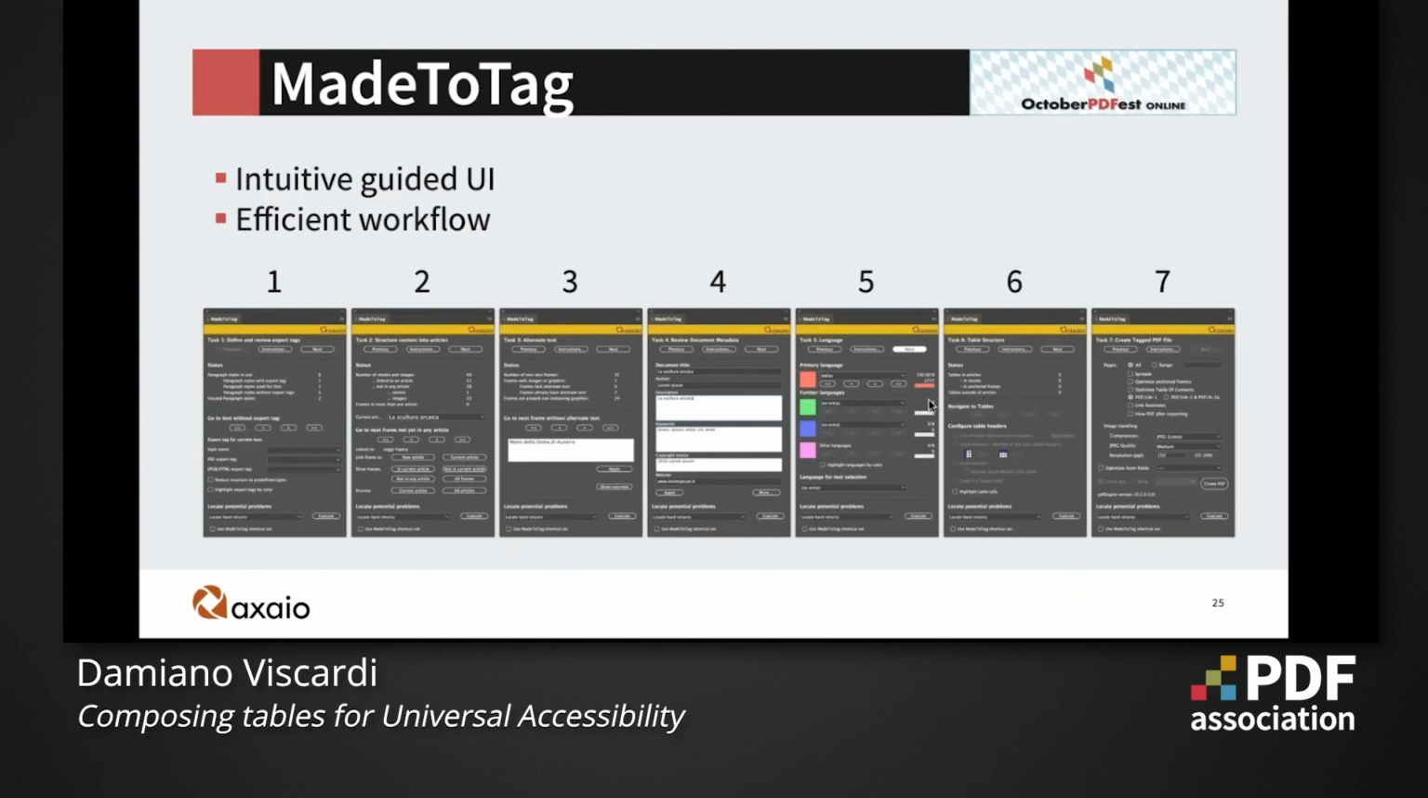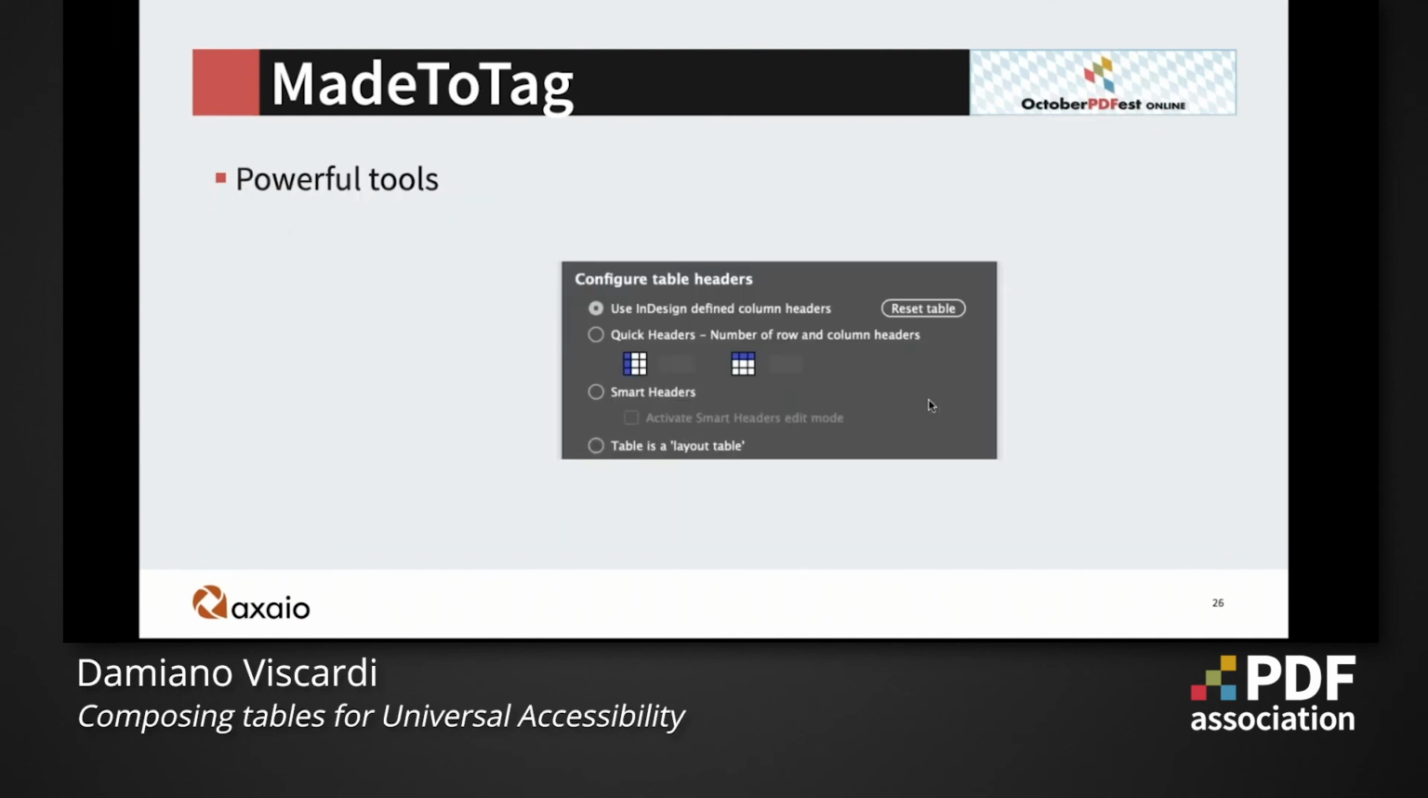It has a set of tools, 7 guided steps to create a PDF/UA, a tagged PDF, an accessible PDF, starting from scratch, from a normal document to the end. So there are a lot of tools that you can use to manage tables and paragraphs and articles and reading order and so on. And there are some specific tools for the various situations you can find while you are composing your layout.